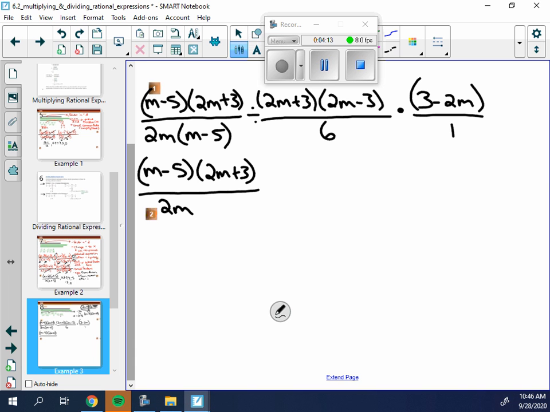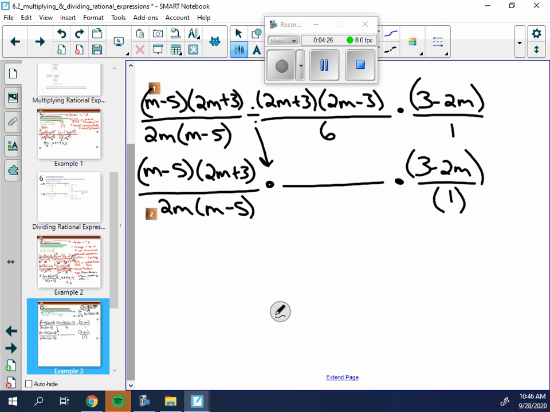So this first one stays the same. This last one stays the same. Or you could have pulled out the negative 1 if you needed to. The middle one, though, is where it's going to become multiplication, and I switch it, so it's the reciprocal. So my 6 goes on top, and my 2m plus 3 goes on the bottom with my 2m minus 3. Are you okay with that? Multiplied by the reciprocal when I had division.